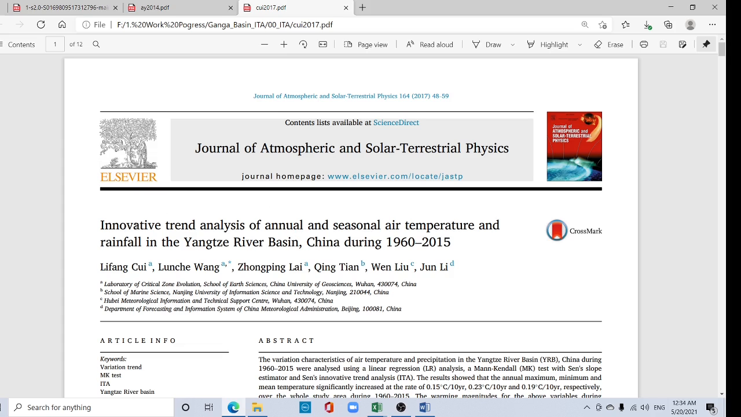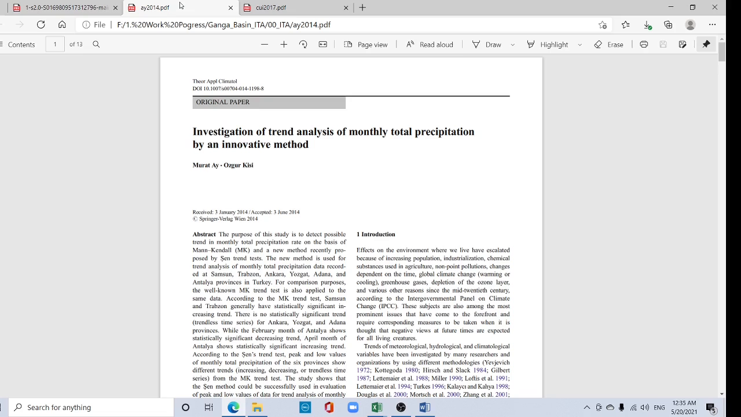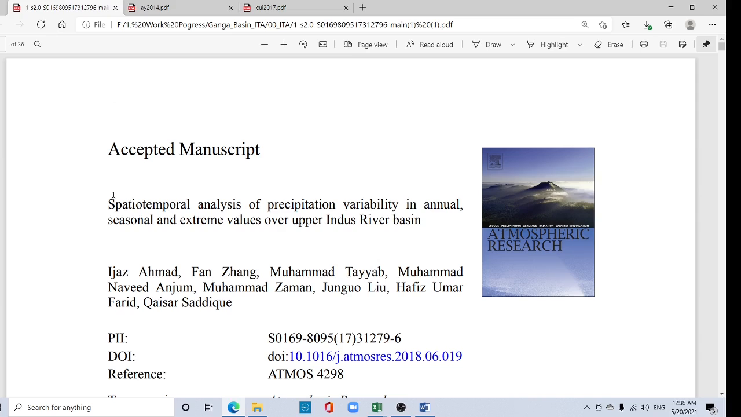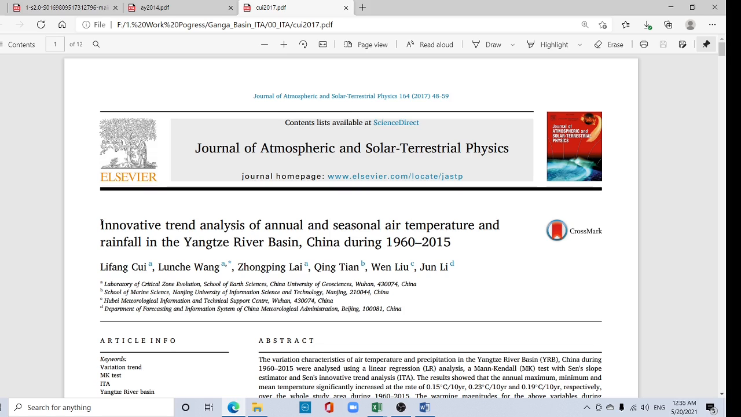You can find lots of papers using innovative trend analysis. This paper was published in the Journal of Atmospheric and Solar-Terrestrial Physics. This paper, Theoretical and Applied Climatology. This paper, Atmospheric Research. Also, I have published 3 or 4 papers using innovative trend analysis.